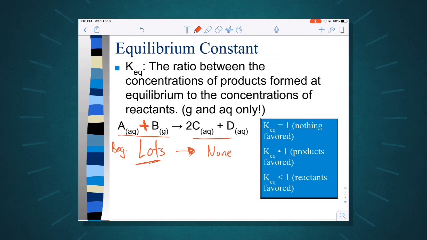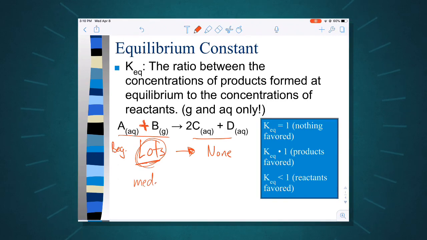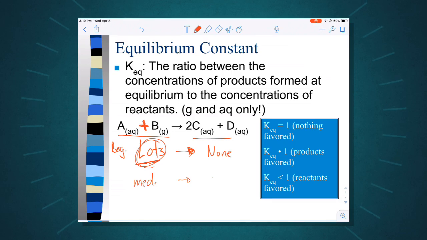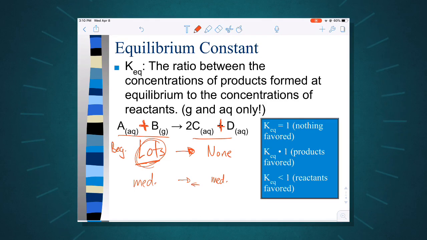forward direction because these are the only collisions between A and B that we could possibly get. But as this begins to dwindle, because we're using more and more of them up, we get to medium amounts here. And so my forward reaction is getting a little bit smaller. But what we're going to see now is we have a little bit here. We have a medium amount here, which means that these are starting to collide and we're starting to go in this direction a little bit. And so we're starting to get a reversible reaction.